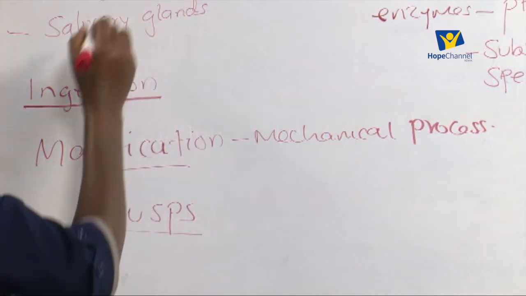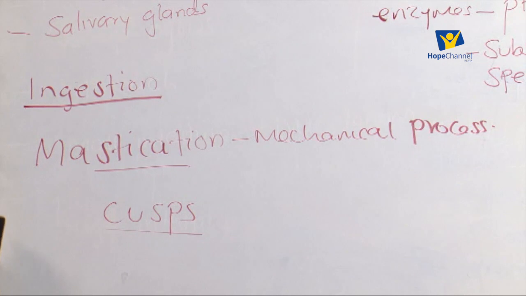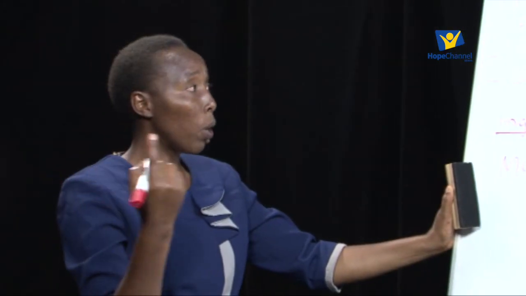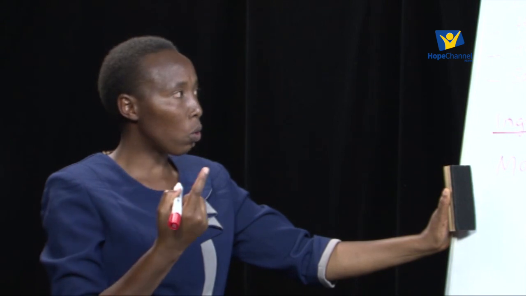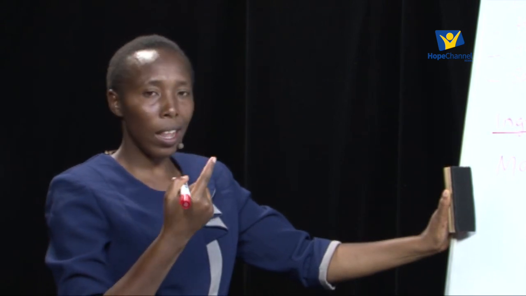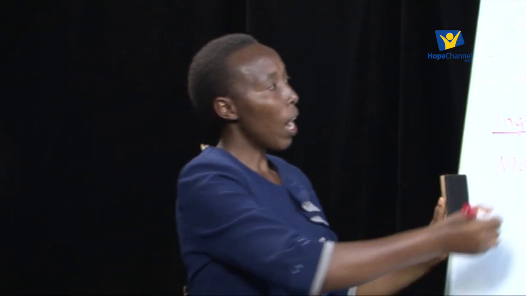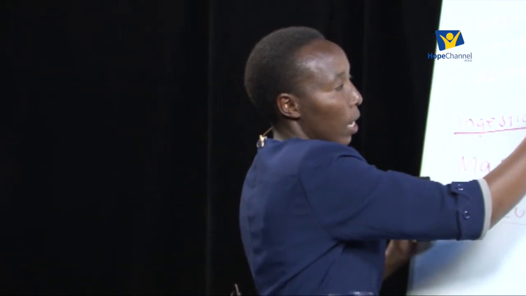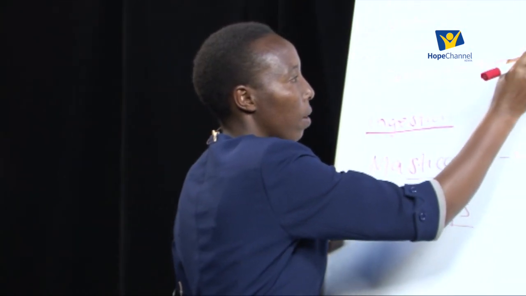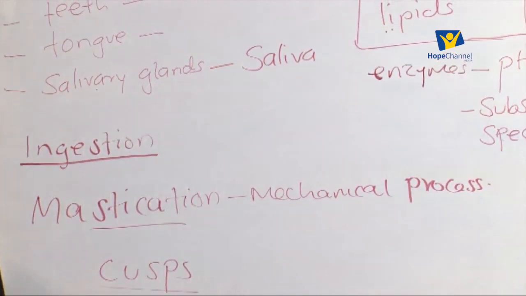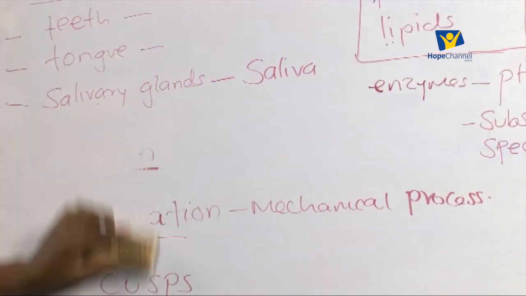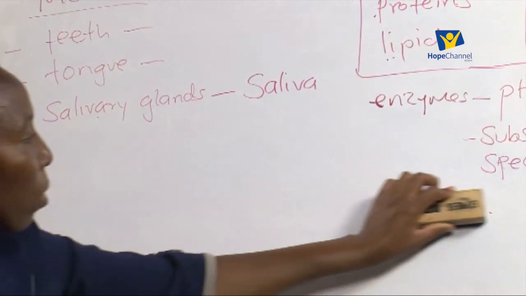Then we have the tongue. What is the role of the tongue? The tongue is the one that manipulates the food in the mouth. So it turns the food. Why is it turning the food? Remember, we have the salivary glands that secrete a mixture of substances known as saliva. Saliva, in nature, is alkaline.